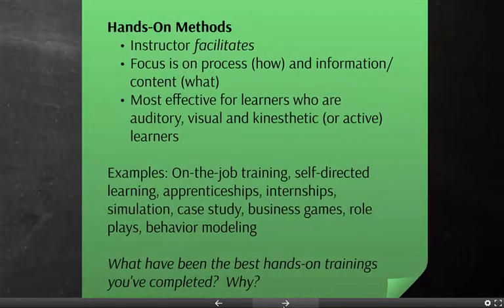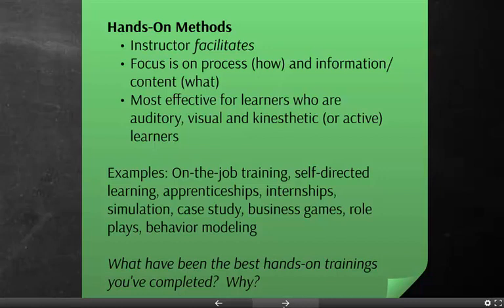Okay, now that you've taken a little bit of time to reflect on that, let's talk about the second type, which are more hands-on methods. The first way that you know that this is different is that you might see a trainer really using more of a facilitative approach. And how you know this is because the focus is more on process or how something is done, and the information or the content comes secondary in this type of training.